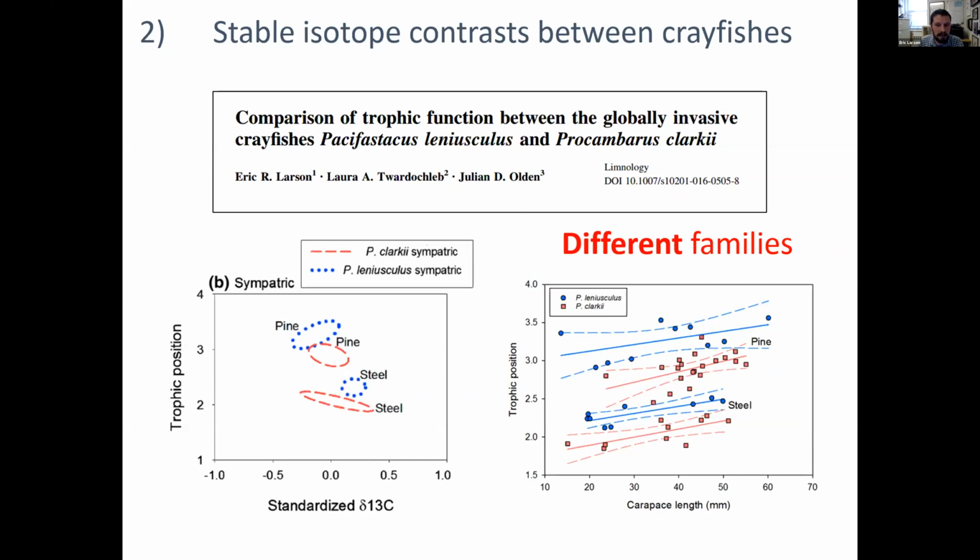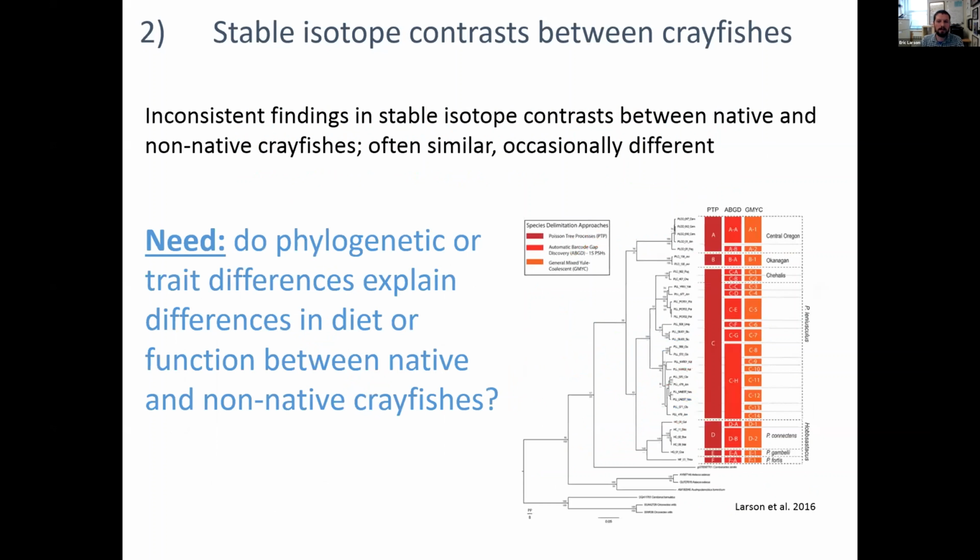They're very distant from each other by their evolutionary history. Something I've been thinking about but haven't tackled yet is, do phylogenetic or evolutionary relationships explain these differences? Crayfish that are congeners might be likely to have very similar diets. Crayfish that are distantly related, in different families, may be more likely to be functionally different from each other.